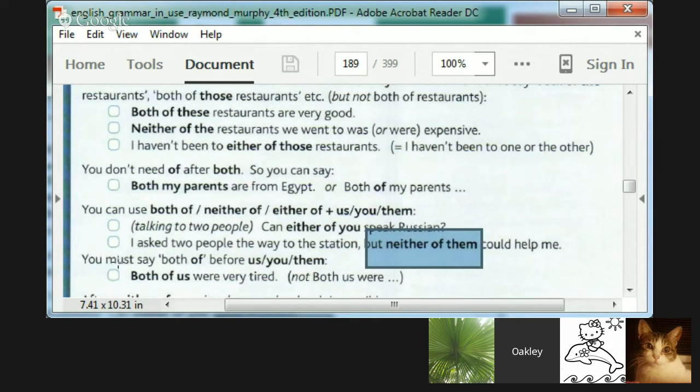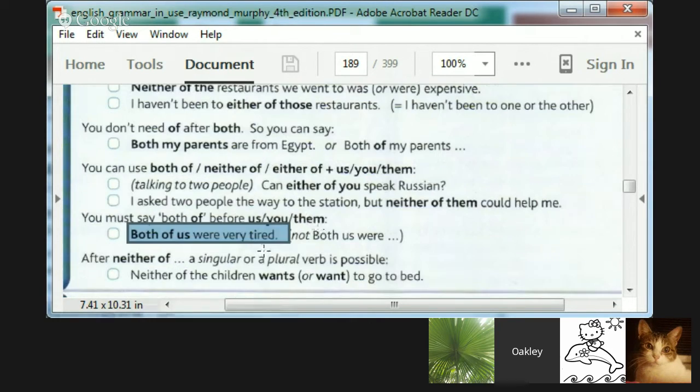Okay, of special note, you have to use both of when you use the plural pronoun. You can't say both us. It's not possible. You have to say both of us. We're very tired. Well, okay. You would not say neither us were very tired either. You would say neither of us.